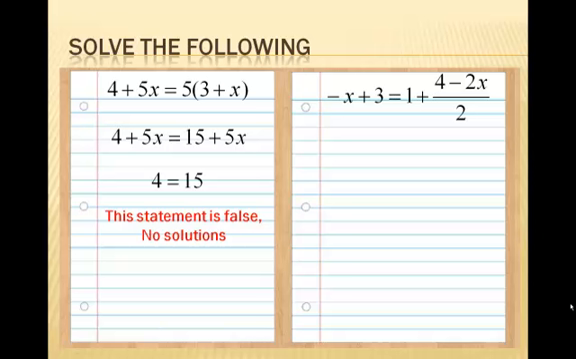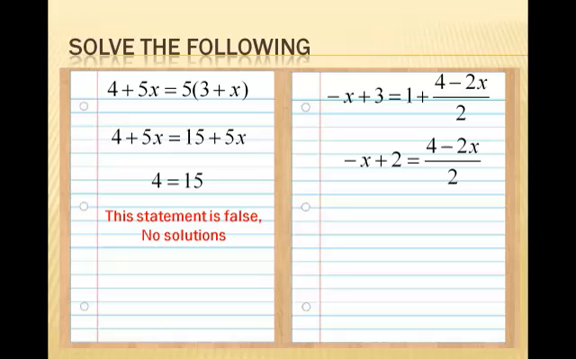So in this one, again, I have 2 x's, so I'm going to try and work to get them together. Now, one of them is stuck inside a fraction. Well, in order to get a little bit closer to that fraction, I'm first going to subtract 1 from both sides. Well, this will leave me with a negative x plus 2 equals 4 minus 2x divided by 2. So I'm a little bit closer.